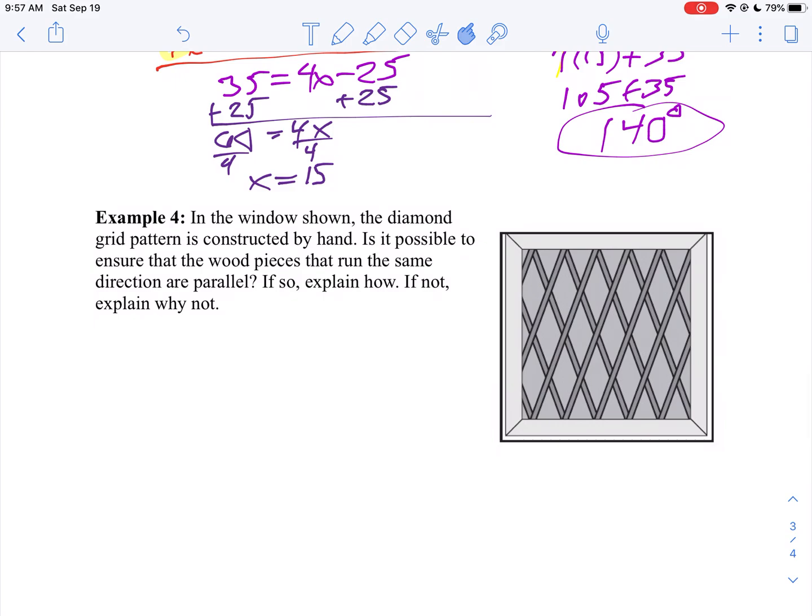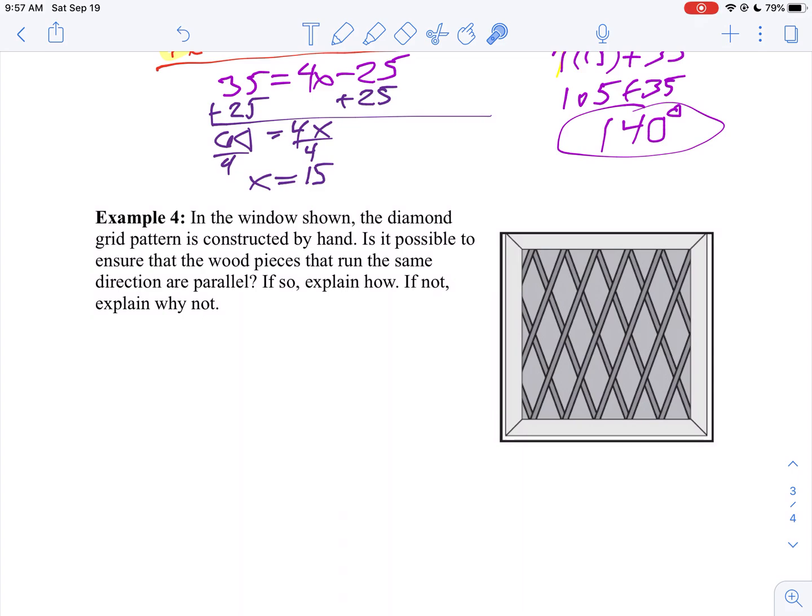Okay, in example 4, let's take a look at this one. In the window shown, the diamond grid pattern is constructed by hand. Is it possible to ensure that the wood pieces that run the same direction are parallel? If so, explain. If not, explain why not.